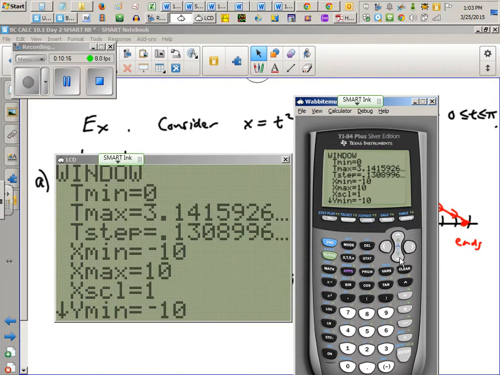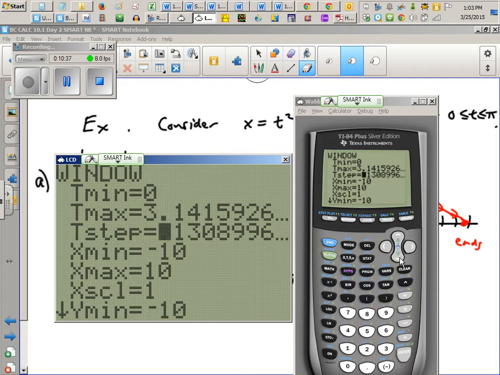Mine's at 0.1308996, which is pi over 24. So this is pi over 24 right here. I figured that out once. That's what that is. But you can make it smaller if you want. I wouldn't make it too much bigger, or it'll look kind of jagged. Your graph won't look that great.